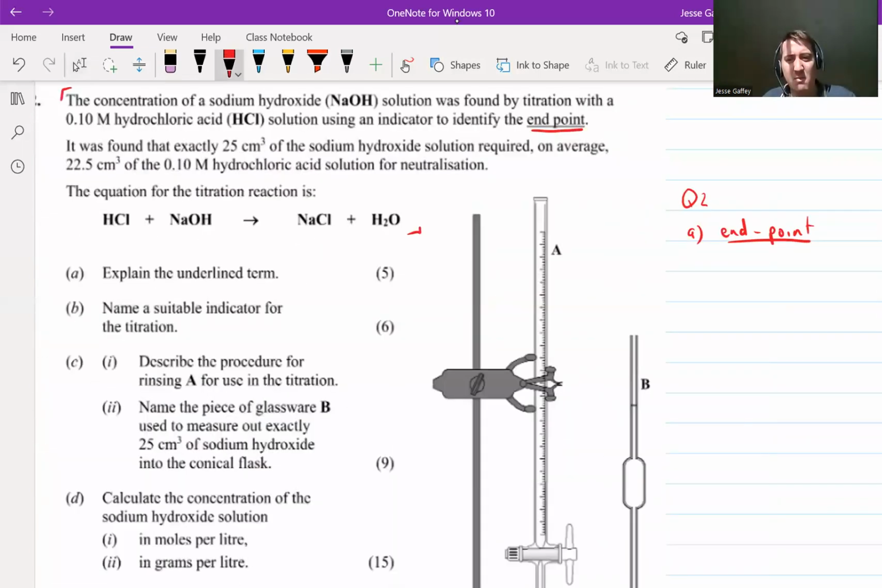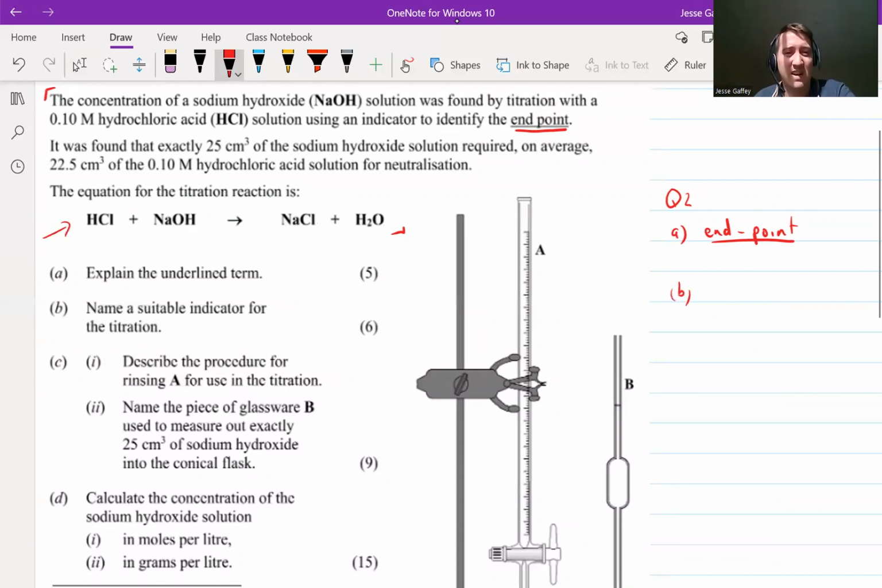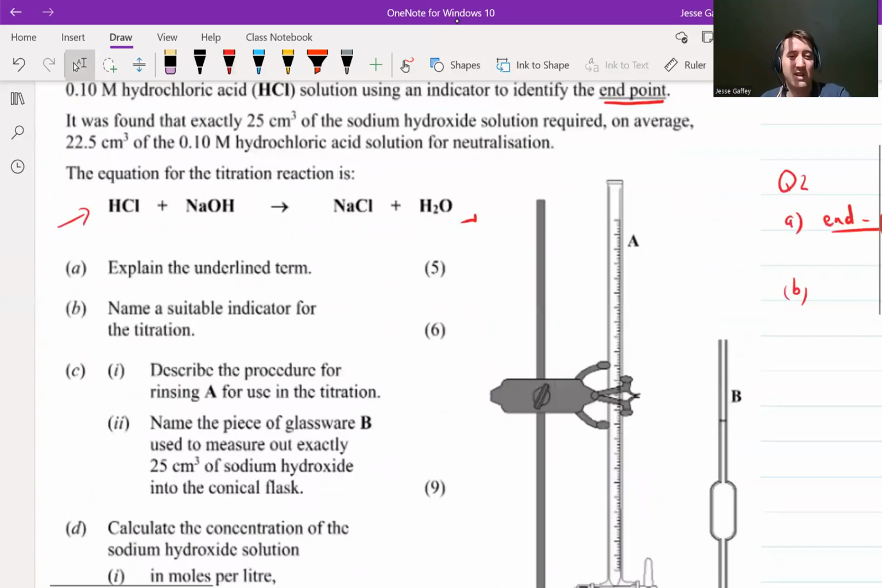All right, B, name a suitable indicator for this titration here. This is the exact same reaction as our previous question, which was 2018. This is 2017. It's the exact same question. Oh no, sorry, this is 2016. It's the exact same question as the last one. Pause the video and do this now.